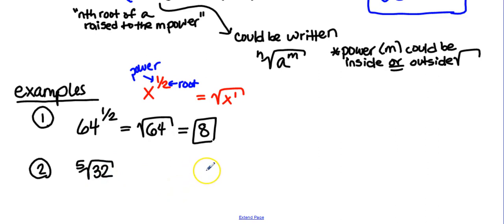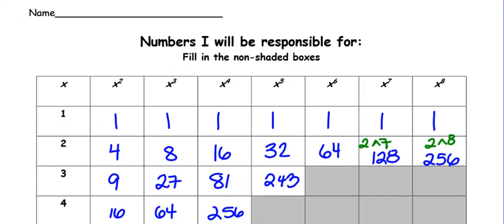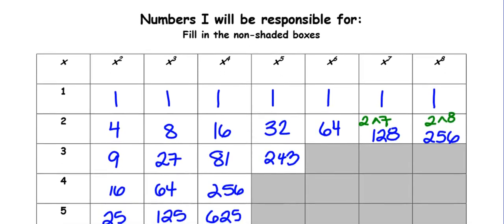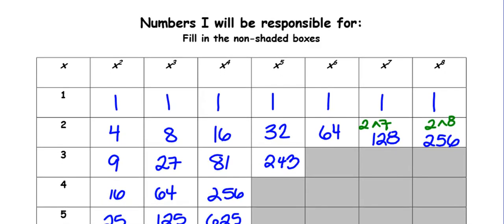Let's learn how to use our chart, the chart you just filled out. We're actually going to be using the chart backwards. So let me show you what I mean by that. So you have this on your notebook, and I'm going to go back to the chart. I know that I'm looking for a 5th root. So what I'm going to do is go to my x to the 5th column, and I'm going to look for 32. Down, down, down. Oh, look, here's 32. And then I look straight across, and I see 2. That's my answer.